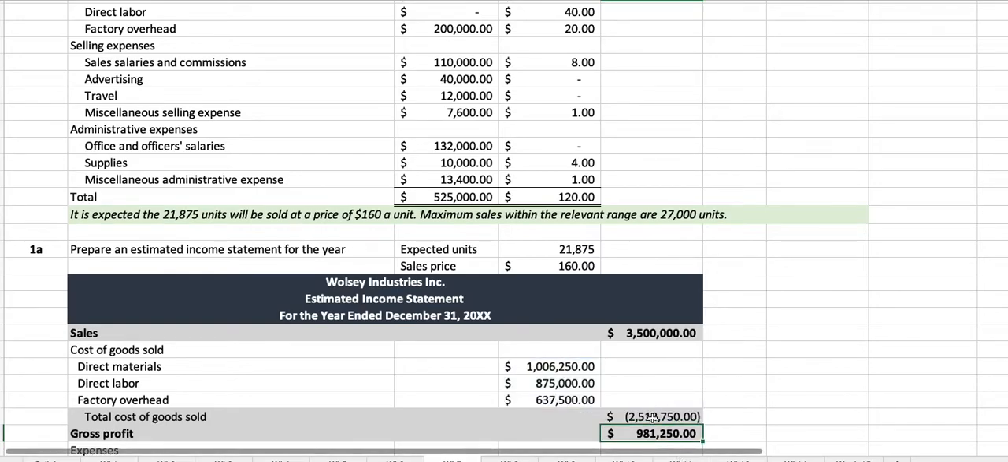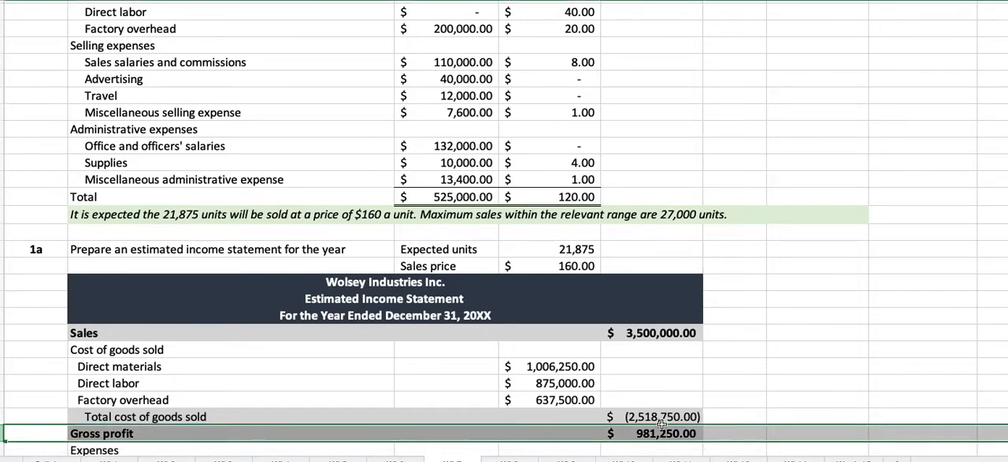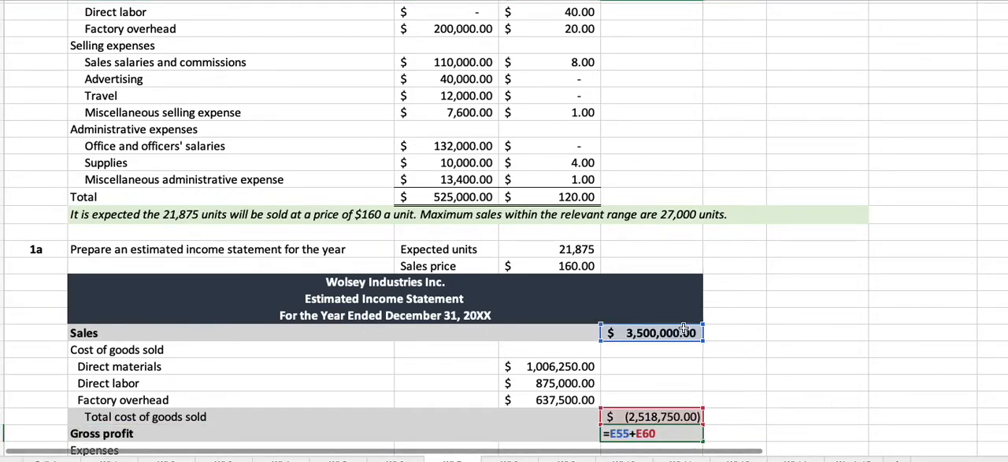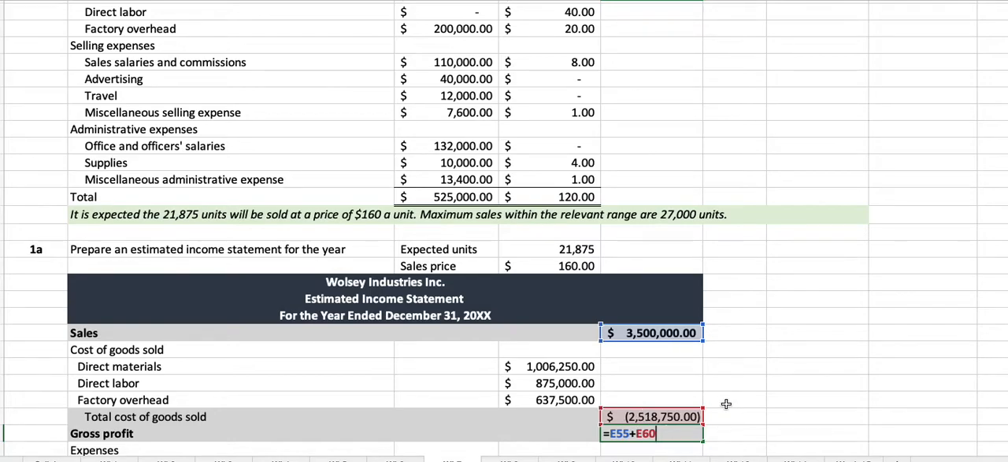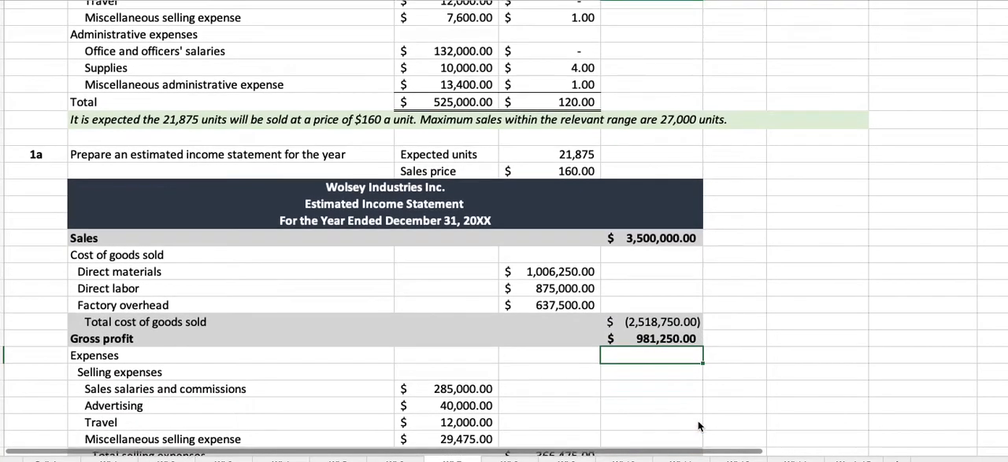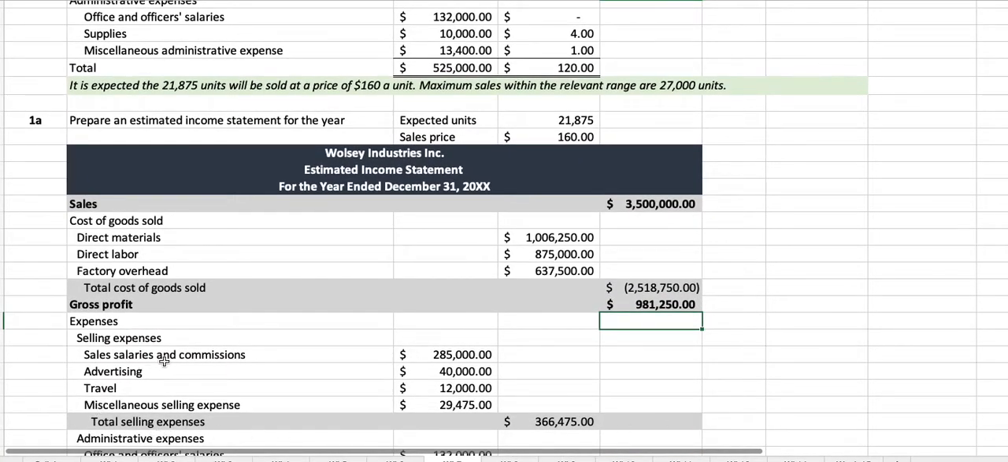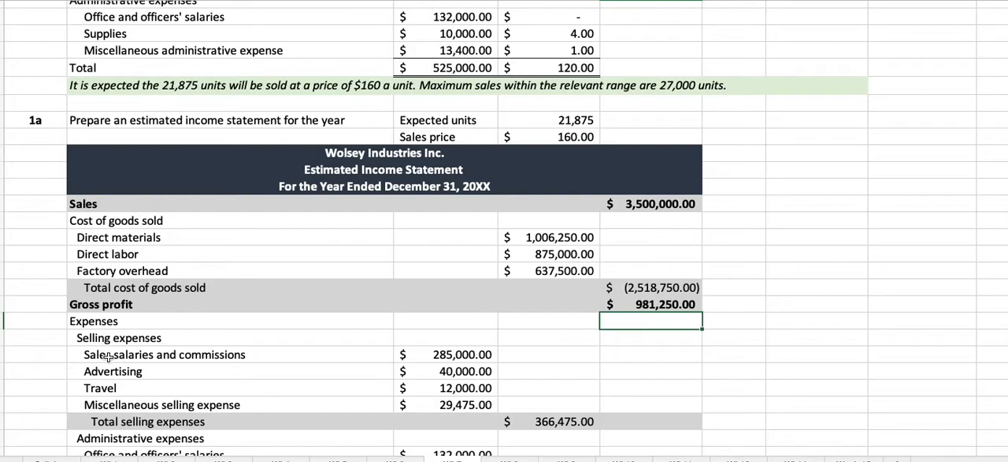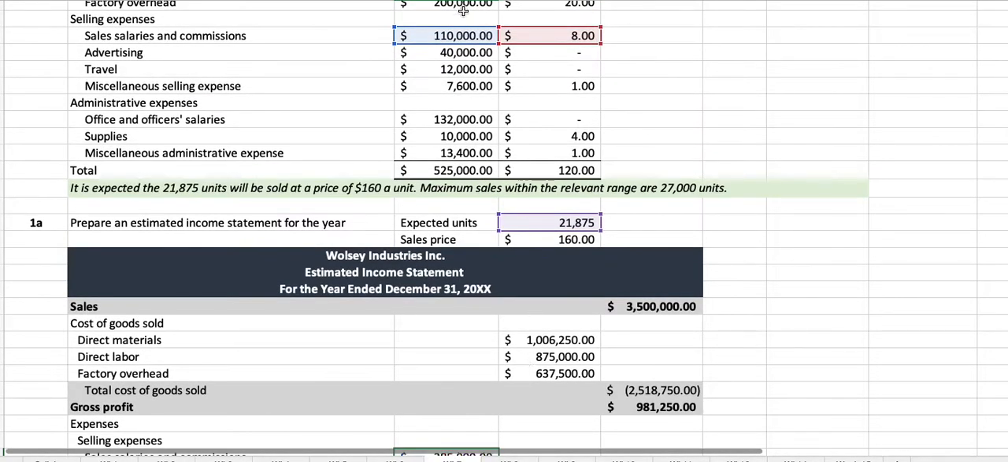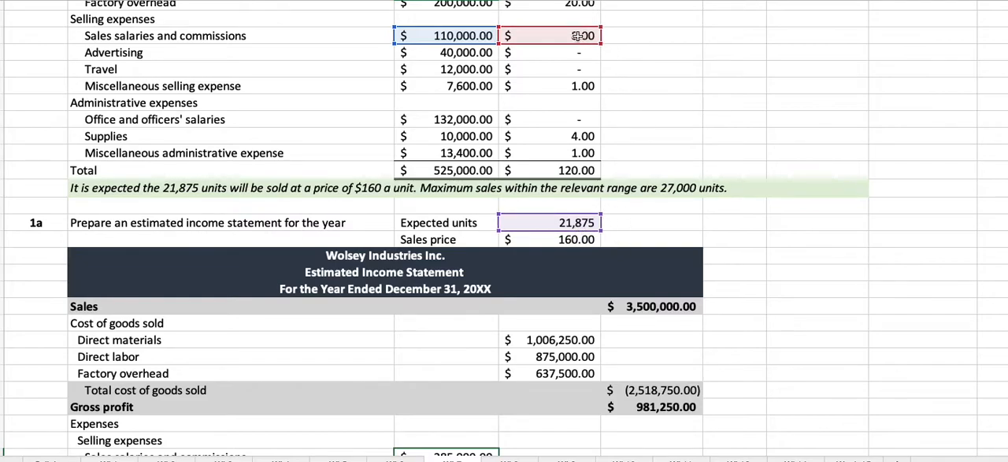Now, my total cost of goods sold is just the summation of these three items. I made this a negative because it is a cost. And so now my gross profit is just the difference between my sales and these costs. All right. Now we're going to move on to expenses, and we're going to really do the same thing. Our sales salaries and commissions. Again, I have a fixed piece for this, and I also have my variable cost per unit sold.